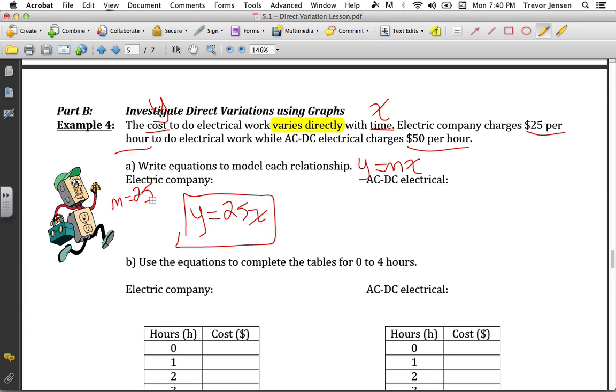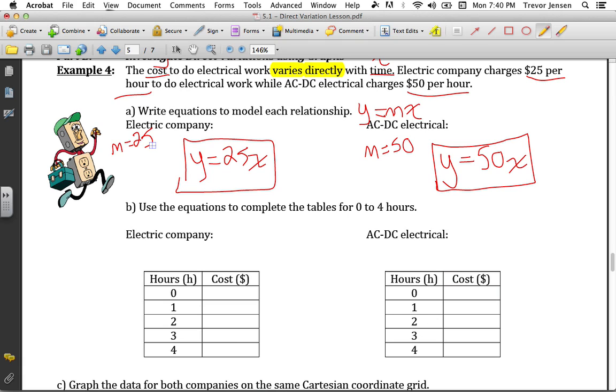And for AC/DC Electrical, the rate of change was $50 per hour. So our rate of change was 50. That means the equation is y equals 50 times x, because y is a constant multiple of x. To figure out what the cost is, you multiply the time by 50. So let's use this equation to complete the table for 0 to 4 hours for both companies.